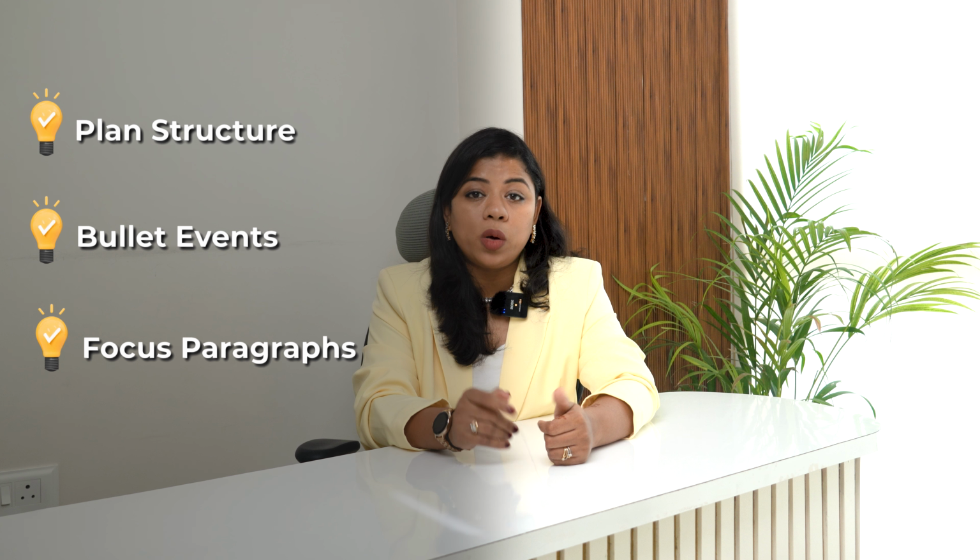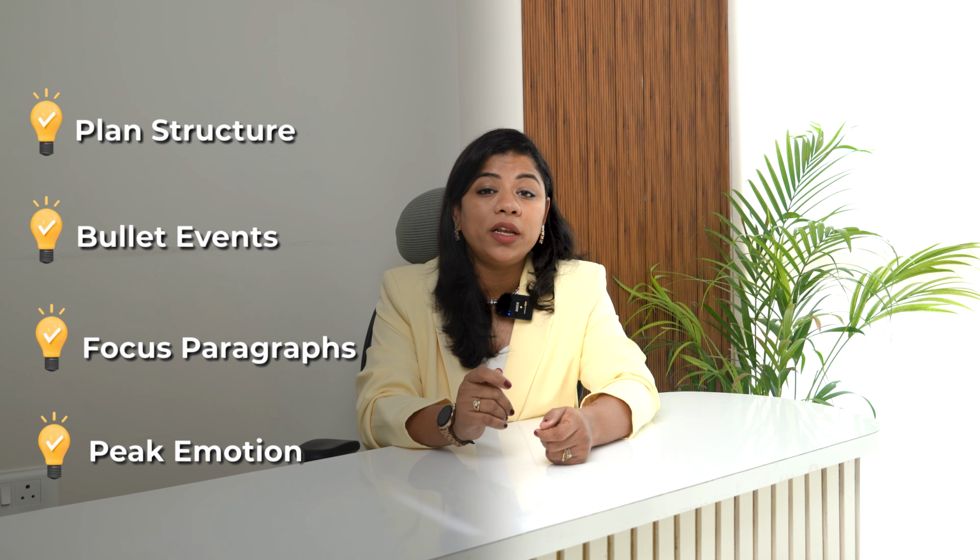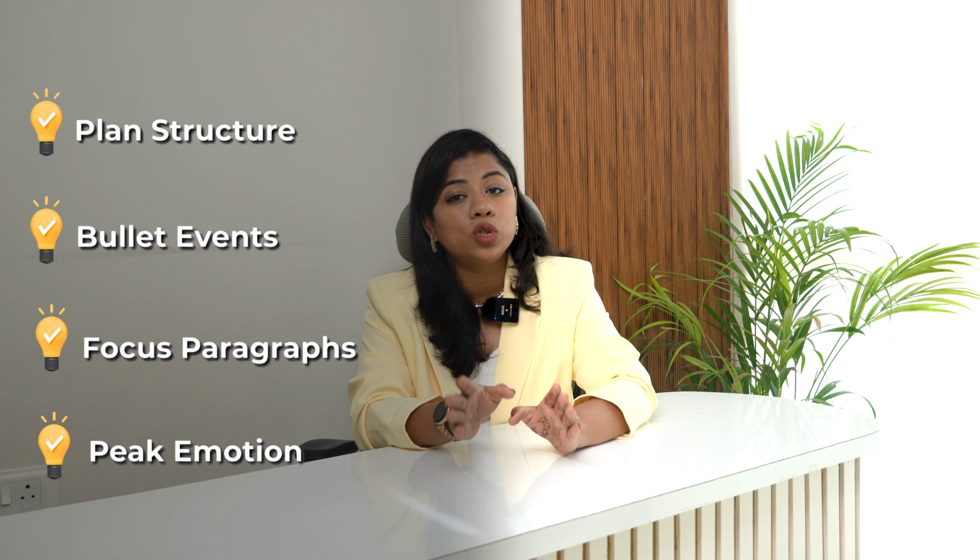Now, tips to practice all of these things. Let's understand how. Plan your story with Freytag's pyramid before writing. Use bullet points to map out each paragraph's main event. Keep paragraphs focused on one part of the structure and review your draft to ensure the climax is the emotional peak.